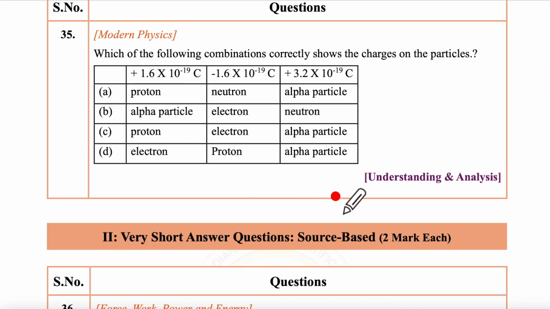35, and this is the last question of MCQs, and I'm going to end the video at this. Which of the following combinations correctly shows the charges on the particles? Plus 1.6 into 10 to the power minus 19 coulomb. This is the charge on a proton. Minus 1.6 into 10 to the power minus 19 is the charge on electron, and this will be the charge on alpha particle because it has 2 protons. So this will be alpha particle. So where is proton, electron, alpha? Proton, electron, alpha is option C.